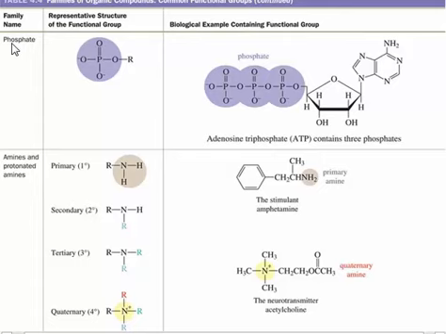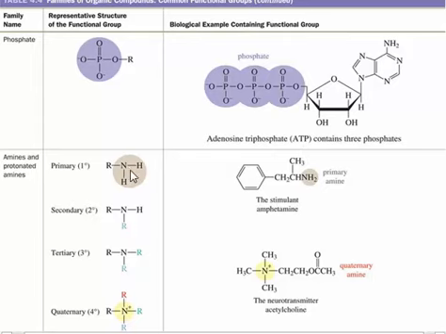The phosphate functionality is a phosphorus atom bonded to 4 other oxygen atoms. There is a linkage to a carbon atom through one of the oxygen atoms. Phosphate chains are found in the biochemicals ATP and ADP.